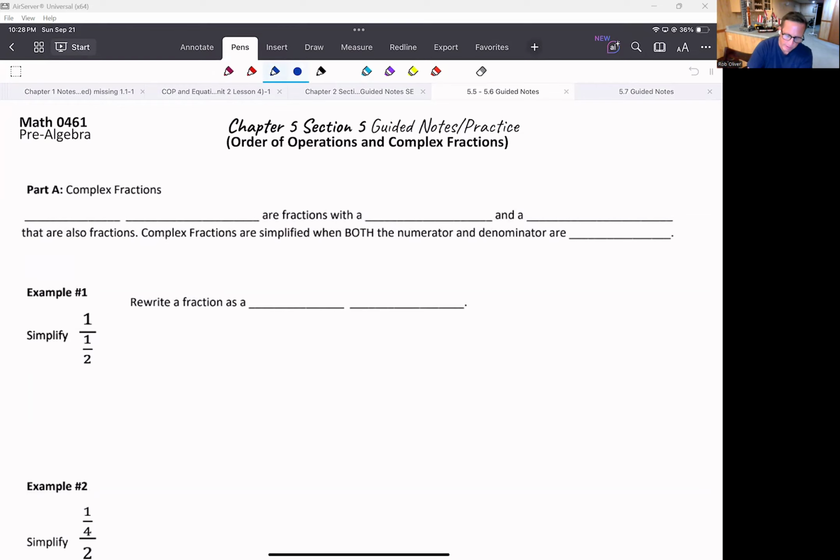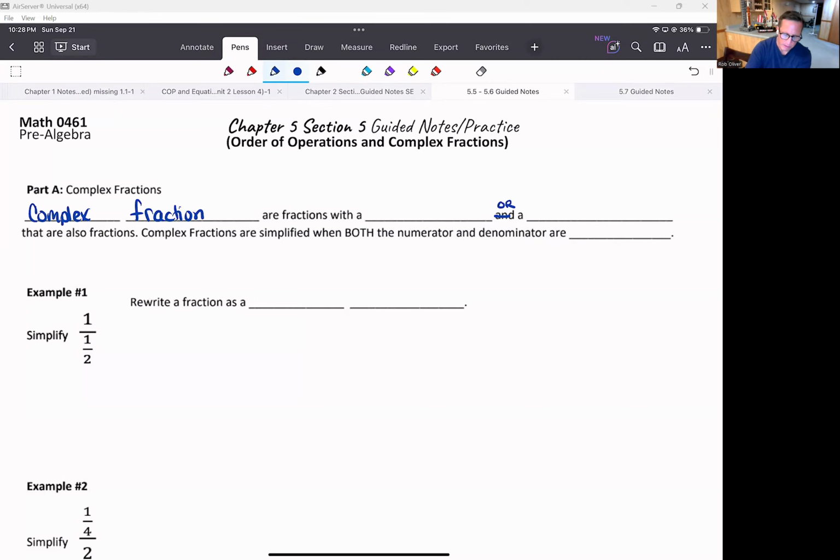We've got complex fractions. It's got a complex name, which makes them sound kind of difficult, but they're not. They're not as hard as you think they are. So complex fractions are fractions... I wrote these notes, but I think I should get rid of the word "and" and put "or".